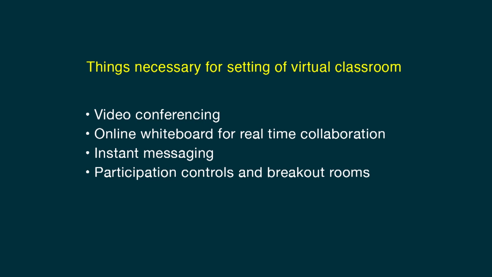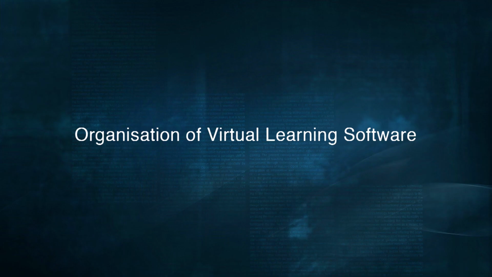Things necessary for setting up a virtual classroom: video conferencing, an online whiteboard for real-time collaboration, instant messaging, participation control and breakout rooms must be ensured for setting up a virtual classroom. Organization of virtual learning software. There are two options available for applying software for the virtual classroom. The first is the on-premise software option and the second is the cloud-based software option.